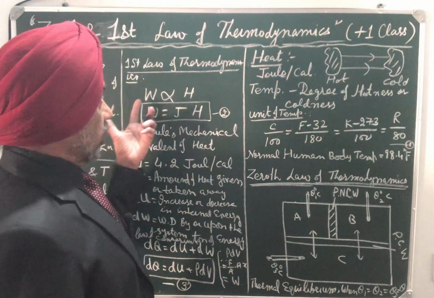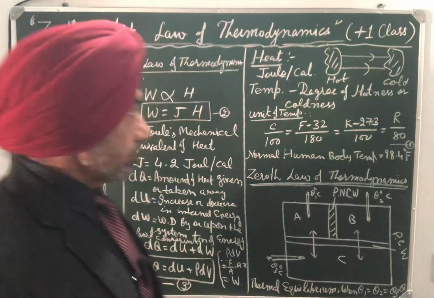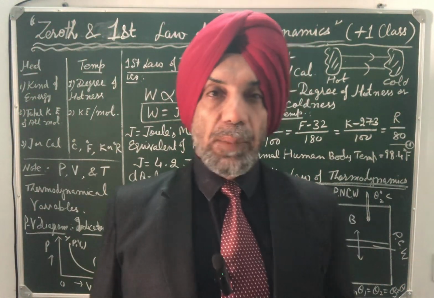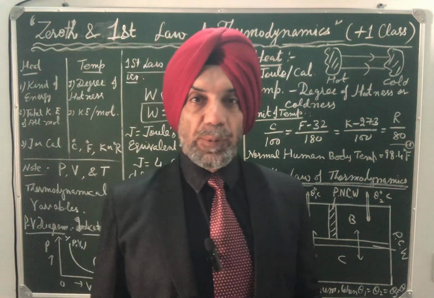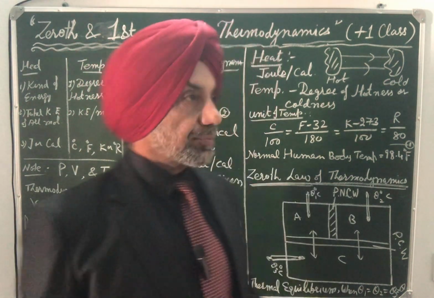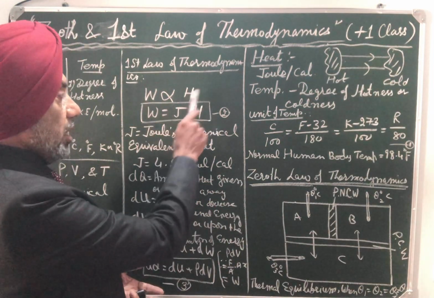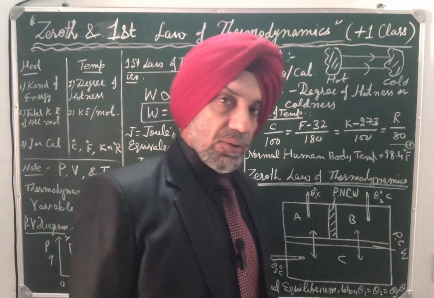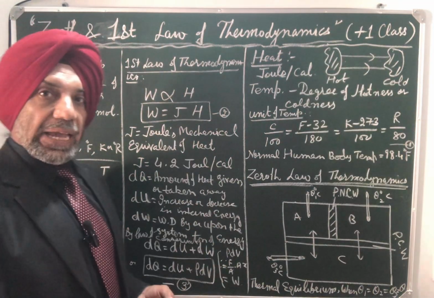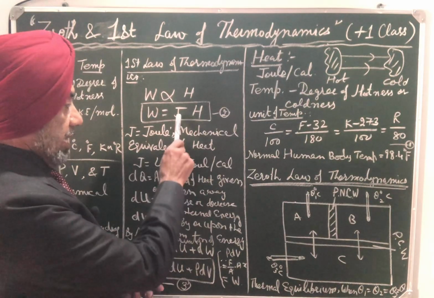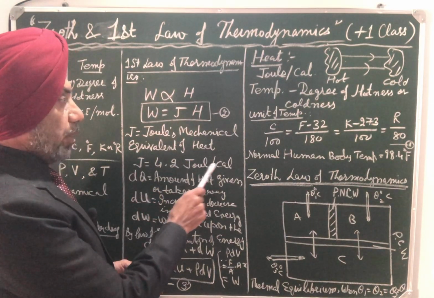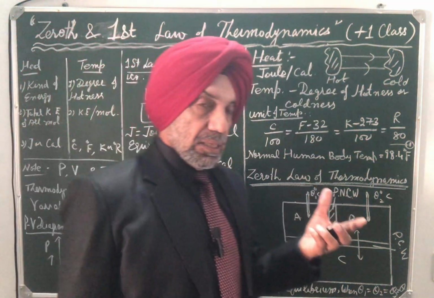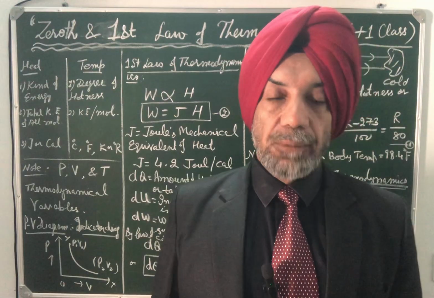What first law of thermodynamics states is that when work is done, heat is produced, and the amount of heat produced is directly proportional to the amount of work done. That is, W is proportional to H, or W is equal to JH, where J is called Joule's mechanical equivalent of heat, and its value is 4.2 joule per calorie. So this is the basic first law of thermodynamics.